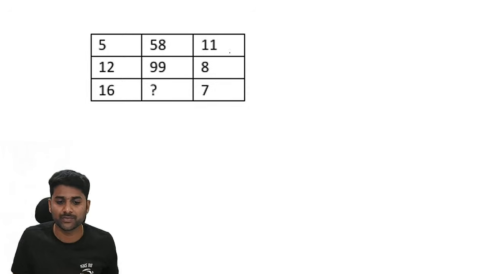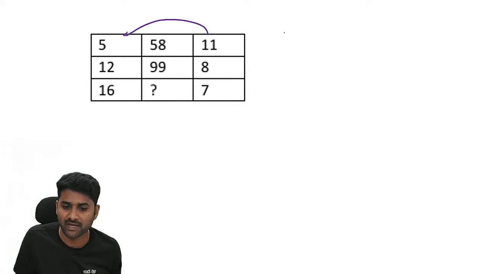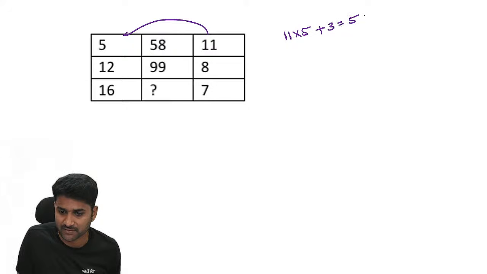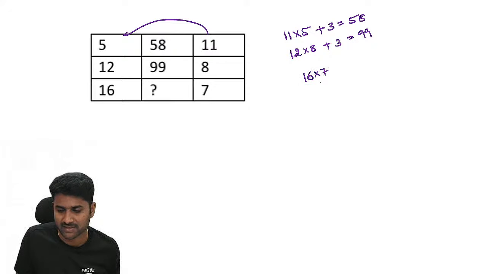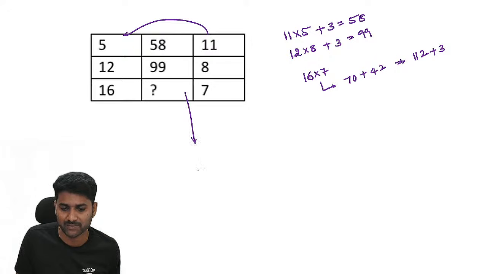Yes, very good, Nana. Super. So it's all about, see, 11 into first number and third number plus 3 gives the resultant of 58. And if you check with 12 into 8, 96 plus 3 is equal to 99. It is applicable. And finally, you can go with the final answer. 16 into 7. 7 into 10, 70. 7 into 6, 42. Then the resultant is 112. But according to the logic, you have to add 3 units. And the missing number should be 150.